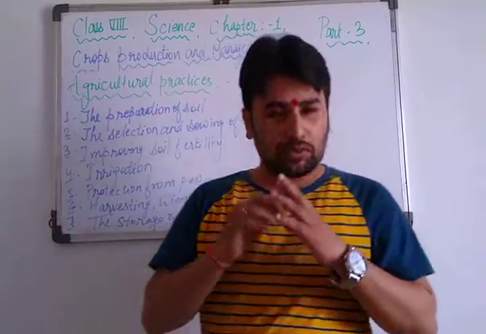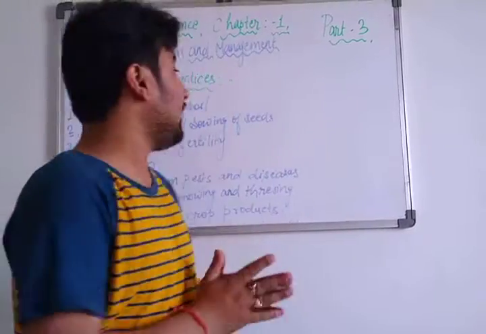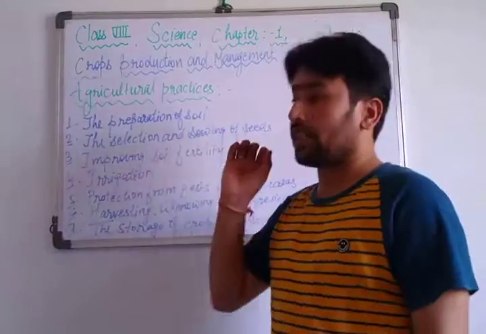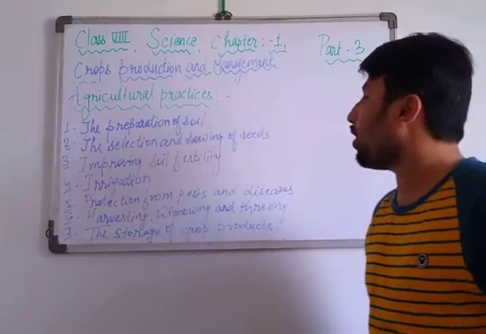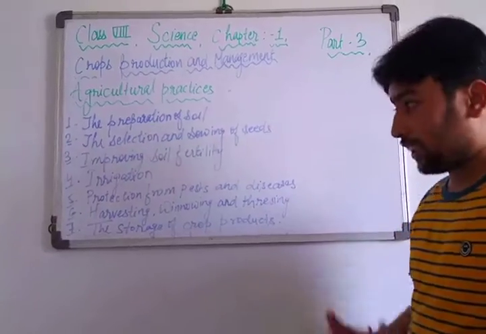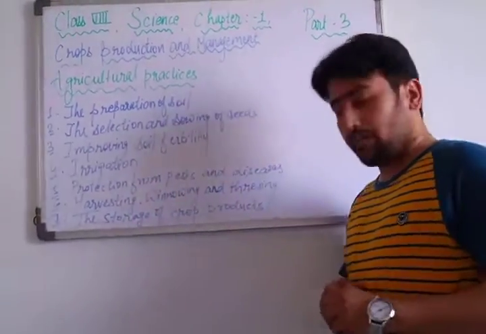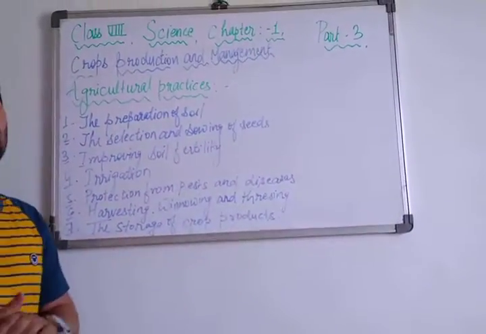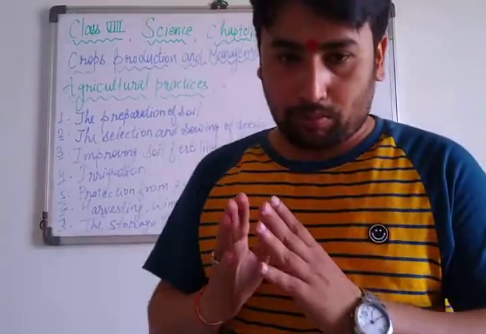In the first part I have informed you about some of the things, but we are going to go into detail about these agricultural practices. What are the agricultural practices? The preparation of soil, the selection and sowing of seeds, improving soil fertility, irrigation, protection from pests and diseases, harvesting, threshing and winnowing, and the storage of crop products.